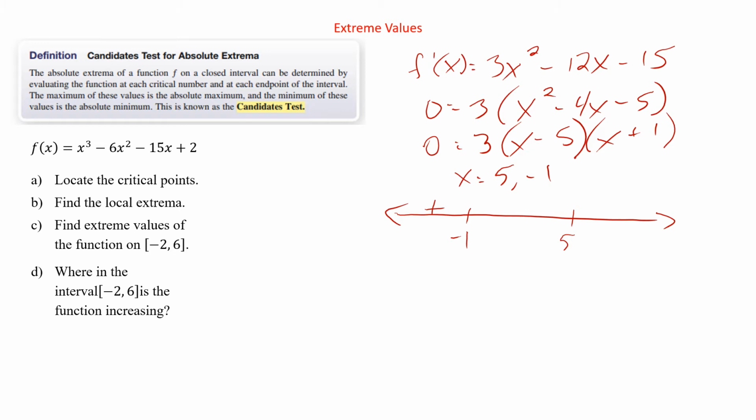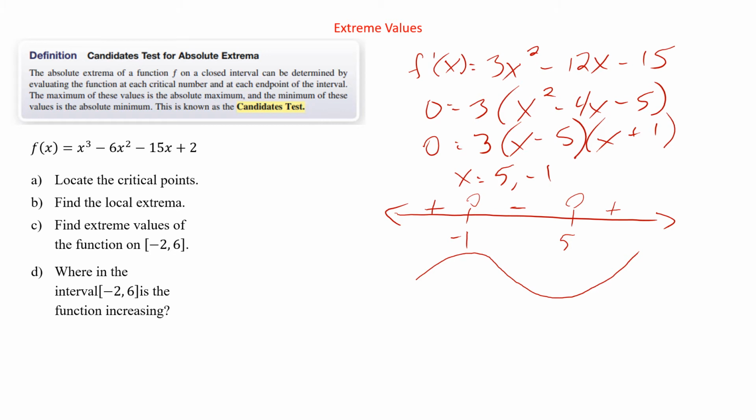And then a number in between -1 and 5, like 0. -5 times 1, that's a negative number. And a number bigger than 5, 10. 10 minus 5 is positive, 10 plus 1 is positive, positive times positive is positive. So what we have here is a positive slope, goes to 0, goes to a negative slope, goes to 0, goes to a positive slope. If I was sketching that, the positive slope going to 0, going to a negative slope, going to 0, going to a positive slope.